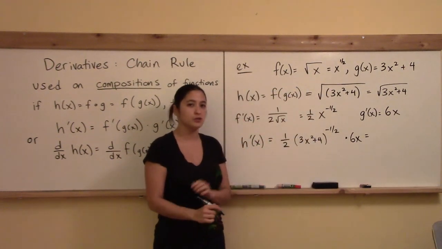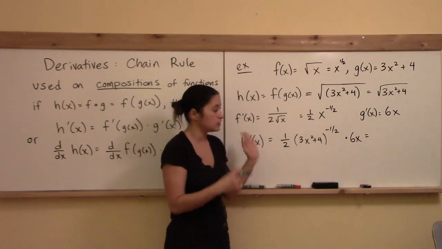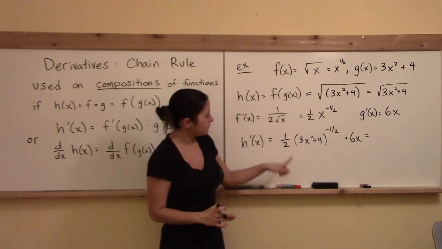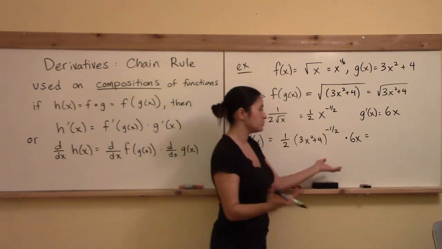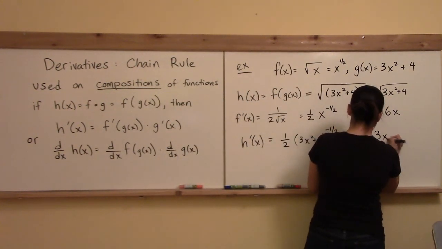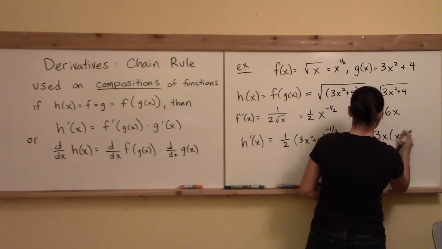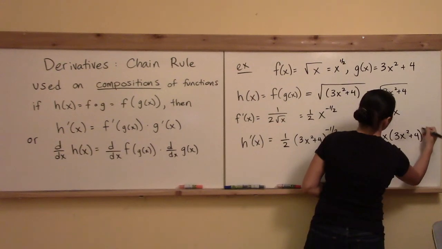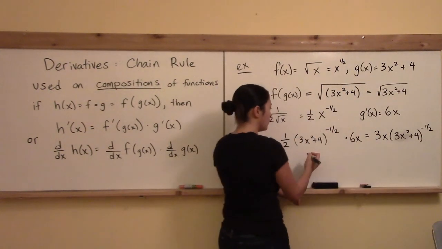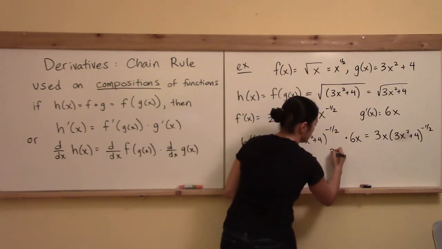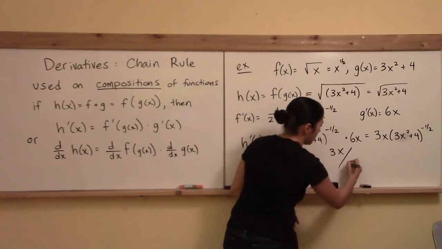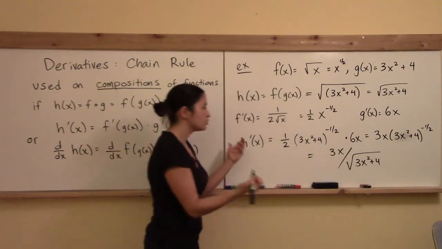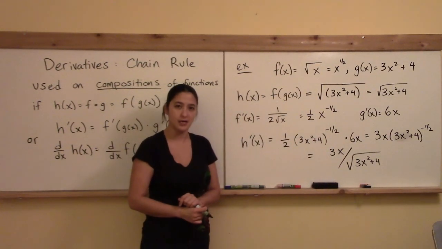And oftentimes when you're doing this chain rule, there's going to be a little simplification that you might as well enact before you try to evaluate it at any numbers. In particular, 1/2 times 6 is just 3, and oftentimes people like to bring the x out in front, so we can rewrite it like this. 3x times the quantity 3x squared plus 4 to the negative 1/2 power. Or if you want to rewrite it as a fraction, that would be 3x divided by the square root of 3x squared plus 4. And that's the derivative of h with respect to x.